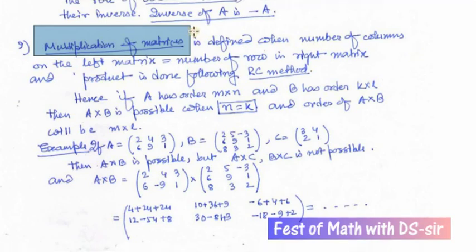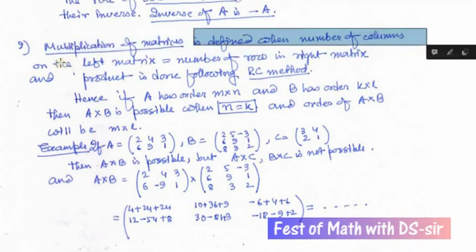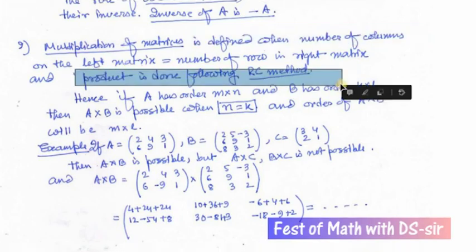A multiplication of two matrices is defined when, if you are going to multiply the matrix A with matrix B, that is AB, then A is called the left matrix and B is called the right matrix. The number of columns in the left matrix is equal to the number of rows in the right matrix, and the product is done following the RC method, that is row into column, row into column.